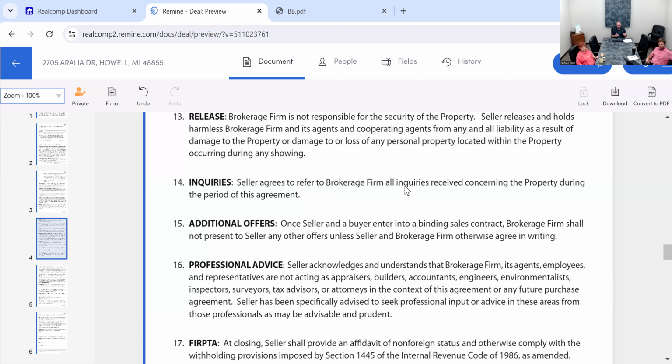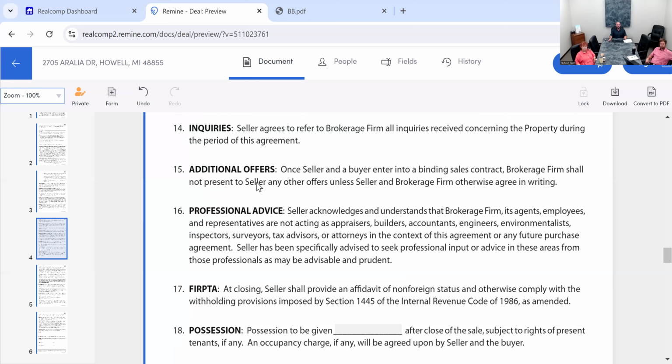We are having them sign a contract that gives us the exclusive, they can no longer sell it themselves. And that's why inquiries is in this contract, because they are acknowledging that they will send any leads our way and not try to sell it directly without us, because we have the exclusive right to sell.